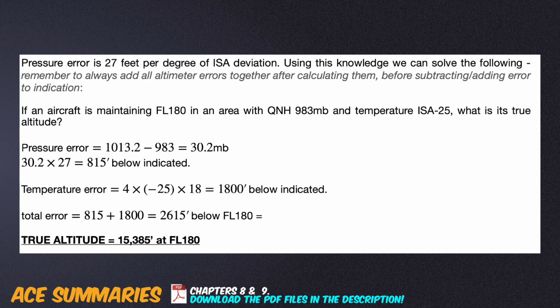Now the temperature error, 4 times minus 25 times 18, gives us an answer that we are 1,800 feet below indicated. So the total error will be the sum of both these errors. 815 feet plus 1,800 feet means we are 2,615 feet below flight level 180. True altitude, therefore, is 15,385 when we are at flight level 180 in these conditions of 983 millibars and ISA minus 25.